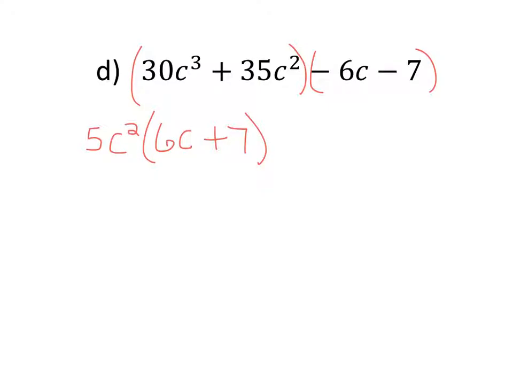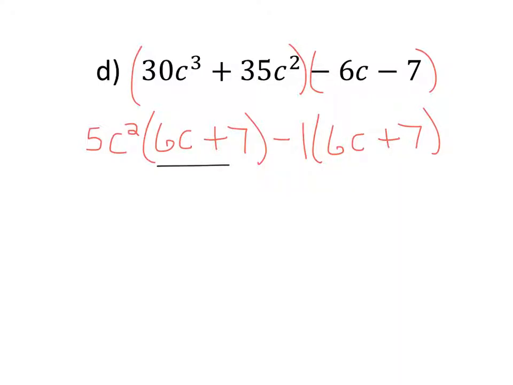Now, over on the second grouping, I have a 6c and a 7, but they're both negative. So what I can do is I can actually pull out a -1, which means I'm really dividing by a -1, which will flip those signs. Why do you want to flip those signs?